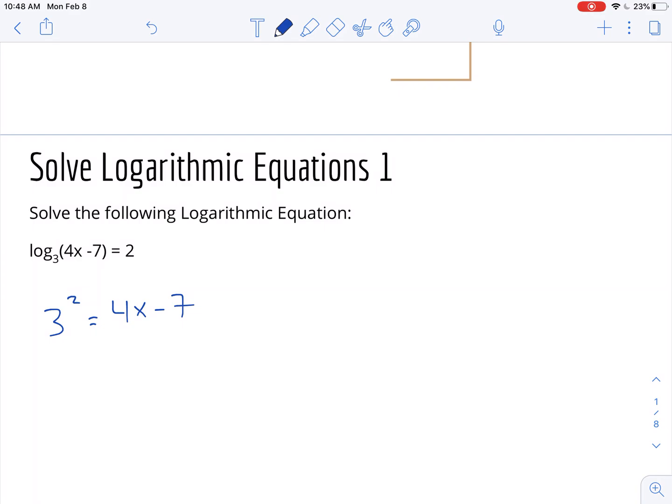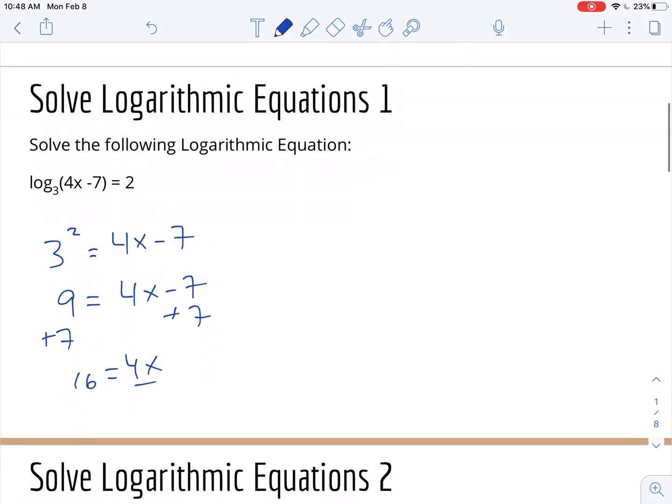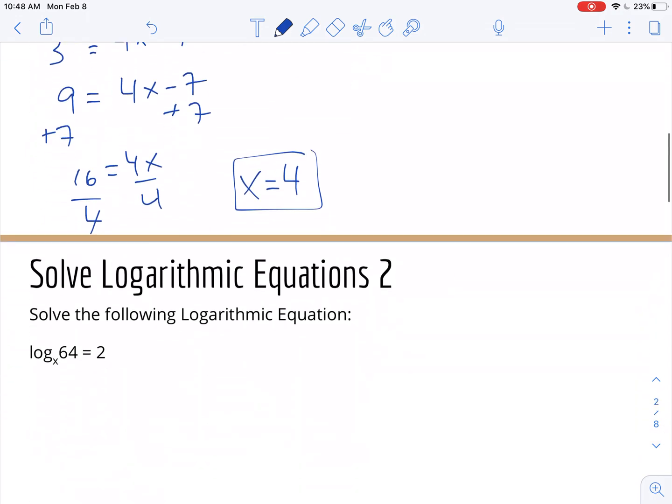So all I did was rewrite this as an exponential, and from there I've got a really easy equation to solve. 9 is equal to 4x minus 7. I add 7 to both sides. I get 16 is equal to 4x. Divide both sides by 4, and you will find that x is equal to 4. And there's your answer. It is as simple as that. All right, let's move on to the next one.